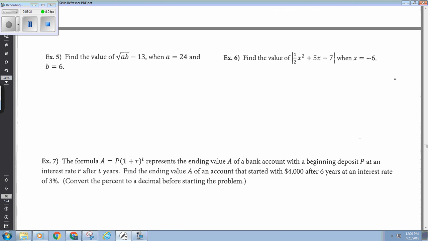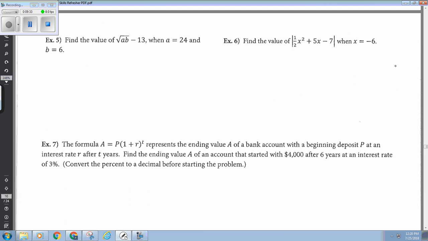Excellent. We're going to do 2 more concept-related problems, and then we'll try a couple word problems too. Example 5. Find the value of the square root of AB minus 13. A is 24 and B is 6. First thing I want you to keep in mind, this minus sign and that 13 are not underneath the square root. That's important. Because if you put them under the square root, you're going to end up with a much different answer. So just be careful.